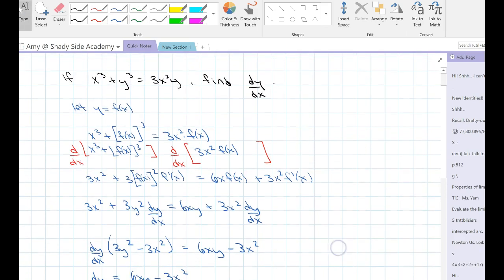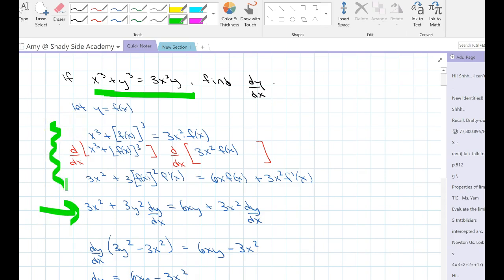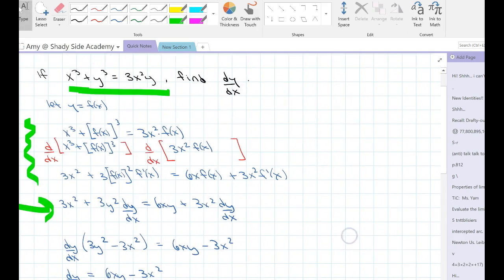With the shortcut, here's what's going to happen. The shortcut is going to allow you to go from the given step right here straight to this step right here. All of this will be able to be skipped. Okay? So what I want you to notice is a couple of things.